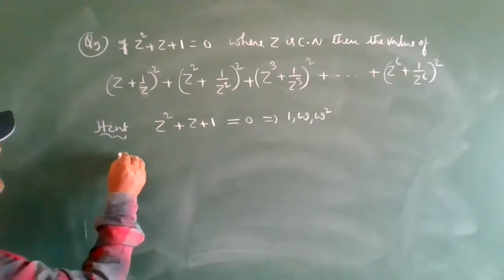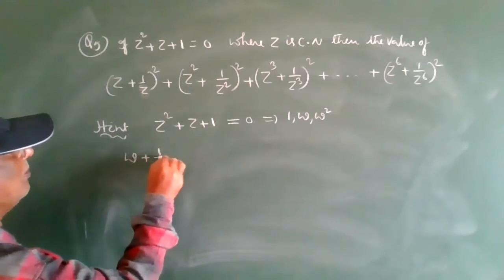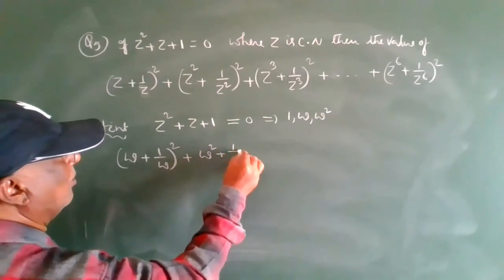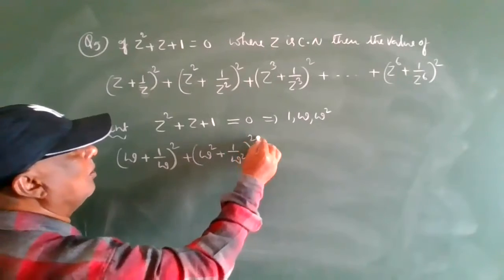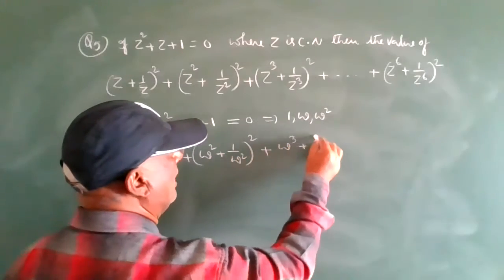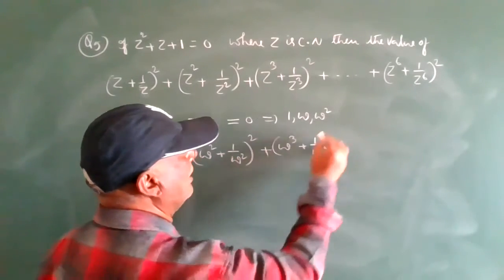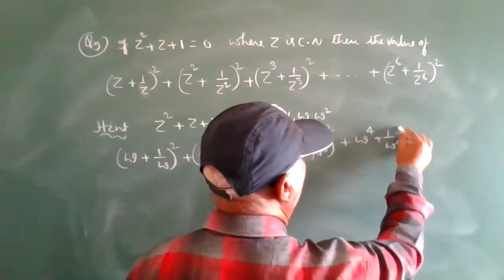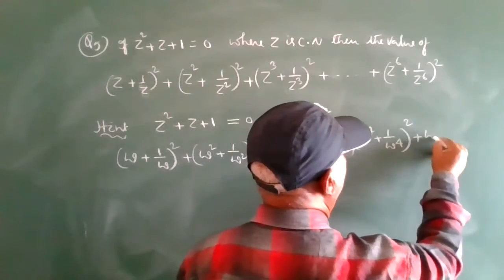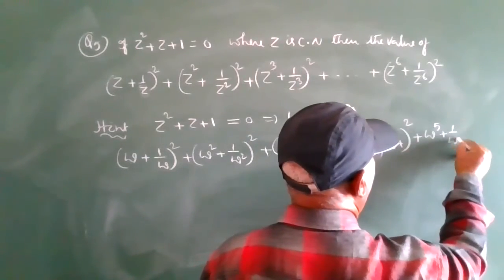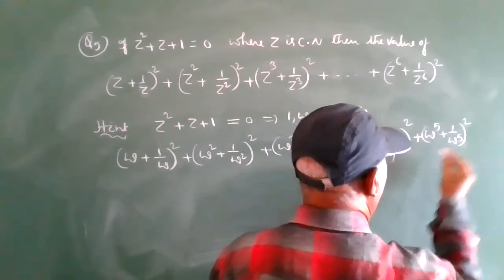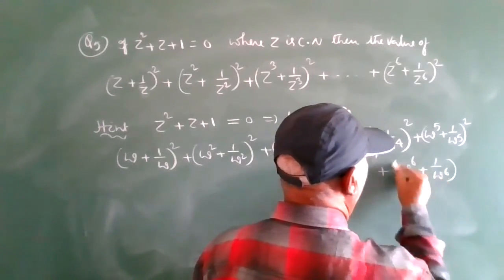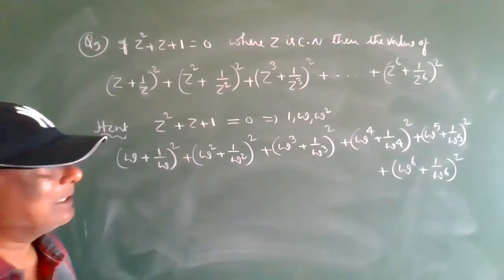So I will write omega in place of z. Omega plus 1 by omega whole square, omega square plus 1 by omega square whole square, omega cube plus 1 by omega cube whole square, next omega power 4 plus 1 by omega power 4 whole square, plus omega power 5 plus 1 by omega power 5 whole square, plus omega power 6 plus 1 by omega power 6 whole square. Is it clear?